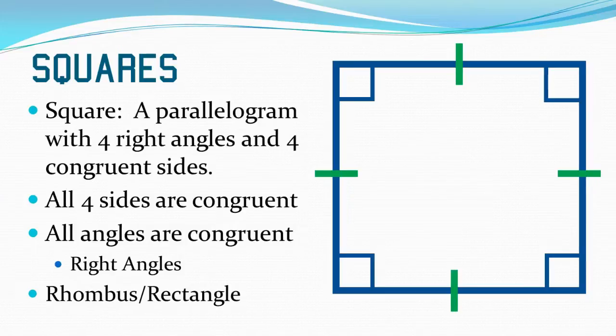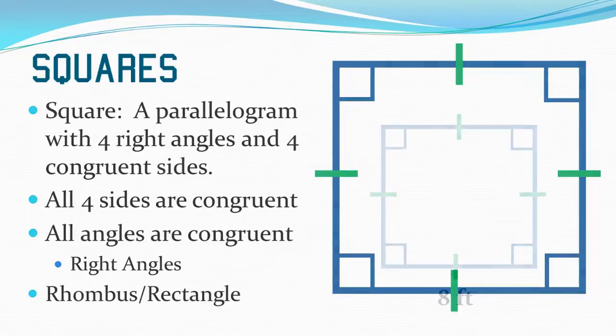Not only is it a parallelogram and a rectangle, it's also a rhombus because it has all 4 sides congruent. So a square is a quadrilateral, a parallelogram, a rectangle, and a rhombus. It's a very specific set of properties.